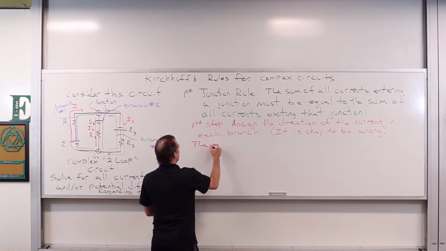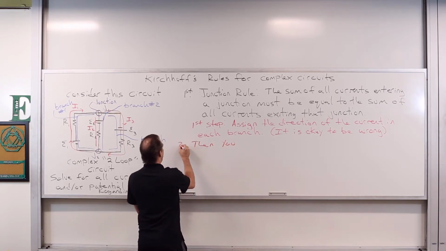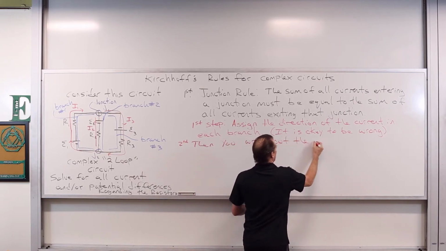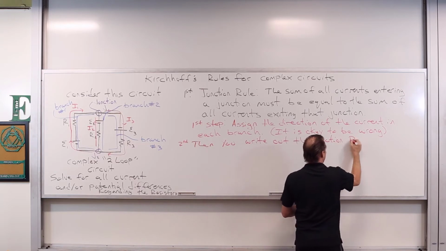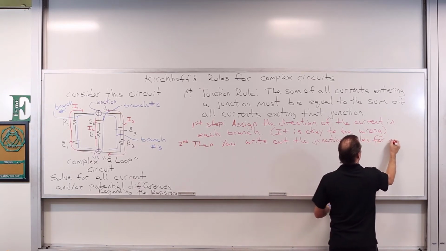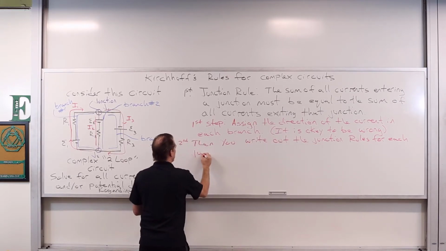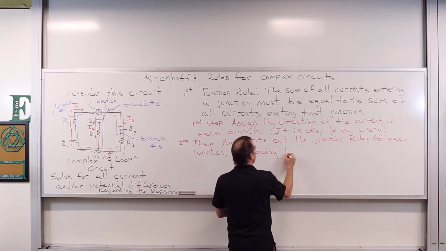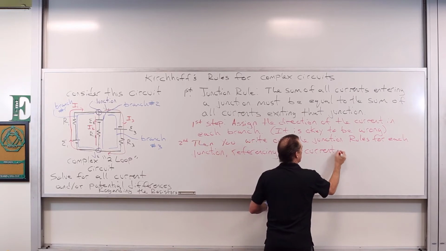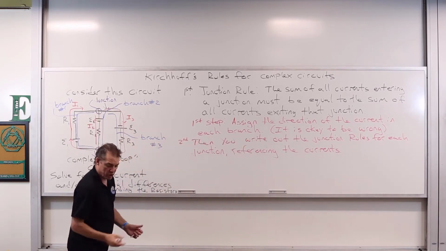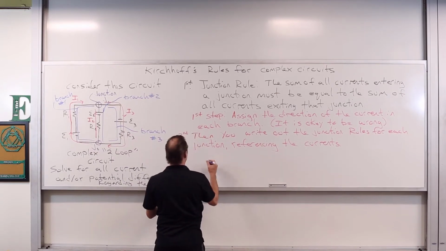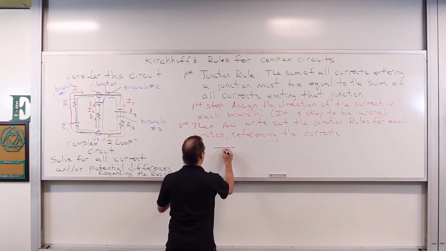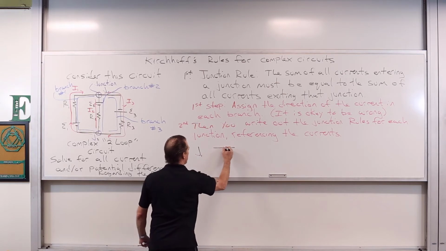Then second, you write out the junction rules for each junction, referencing the currents. So we'll come over here to J1, for instance, in our particular scenario. I like to do this just because it's a little helpful. I can just draw the junction like this. There's my junction J1 right there.